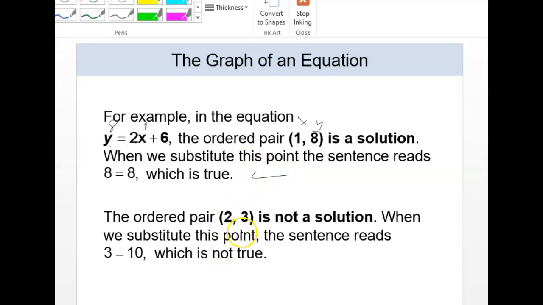That one works. 2, 3 would not be a solution because you're trying to see if this statement's true. X is 2, y is 3, so you replace the y with a 3. The 2 is just this 2 from the equation here. So I multiply 2 times the 2, which is the x, plus 6. And I get 3 equals 2 times 2 is 4, plus 6 is 10. That is not true. So I am going to say this is not a solution. That's all you're doing when you're asked something like this. They say, is this a solution to this equation? You know the first one's an x and the second one's a y because that's always the way it goes.